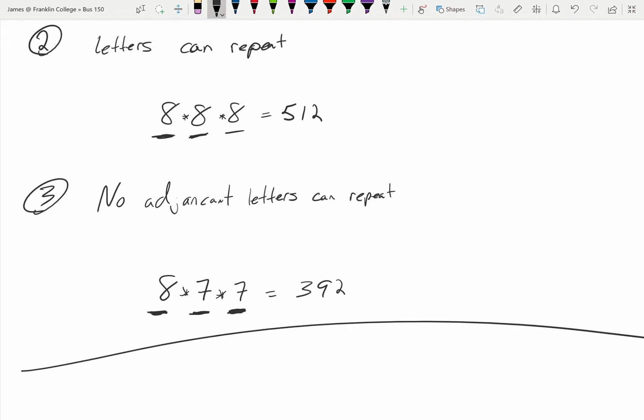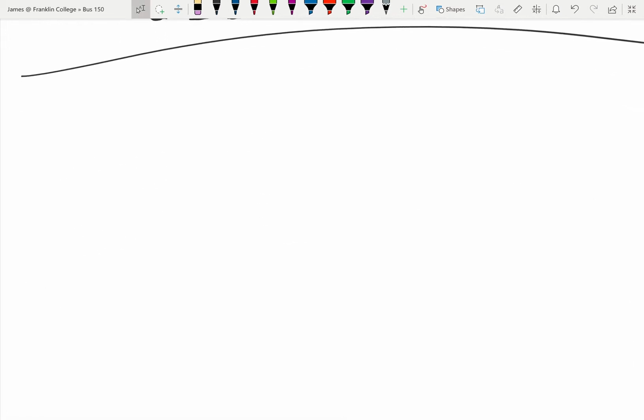Alright, let's do another example where we're going back to the basic counting principles.